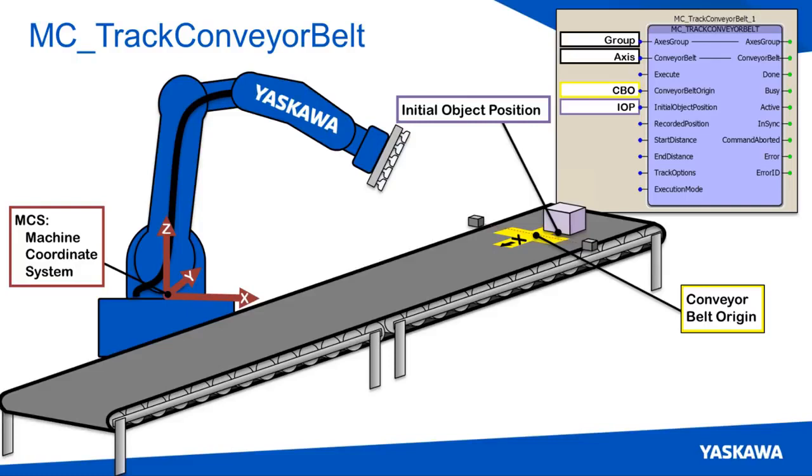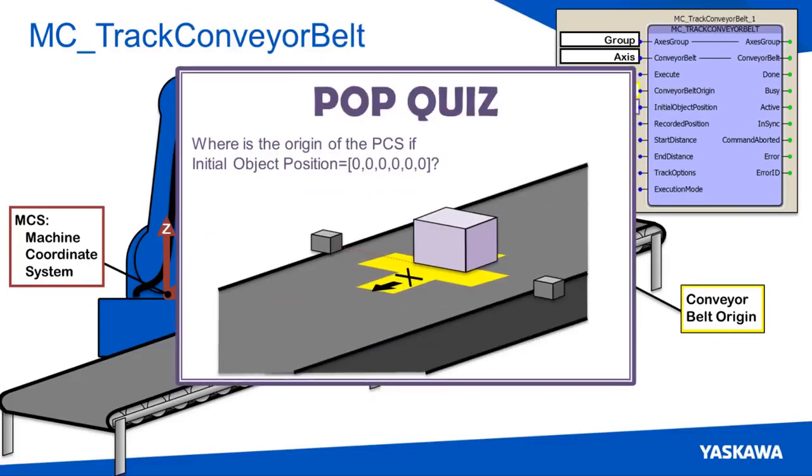But this is the position of the part relative to the conveyor belt origin at the recorded position. So if we have a camera, it may show us multiple parts, but in the case of a laser sensor, as soon as that sensor activates, it will capture that initial object position. So we have another pop quiz for you.